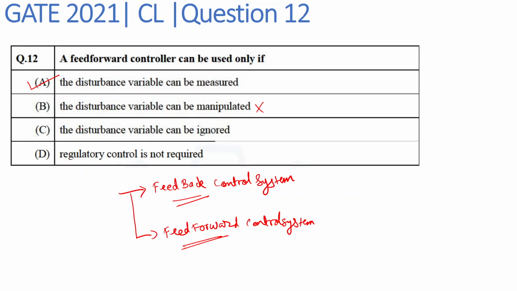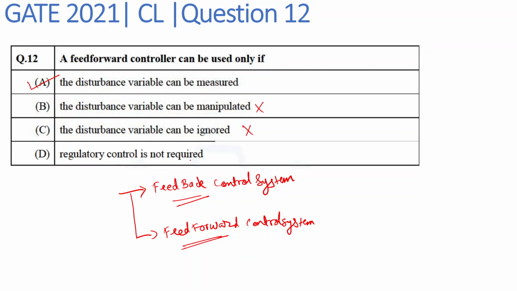Option C is disturbance variable can be ignored. So in any of these scenarios, if the disturbance variable plays a role in changing the output of the system, then it can't be ignored. So we can't ignore this disturbance variable either.